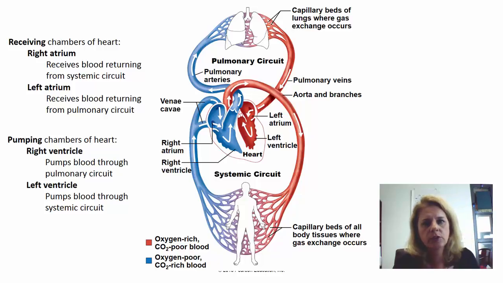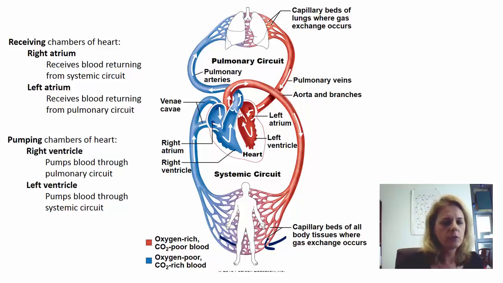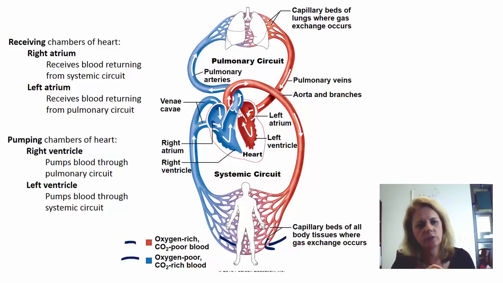So they do this through two separate circuits, the pulmonary circuit and the systemic circuit. The pulmonary circuit is the one that goes out to the lungs, where you exchange oxygen and CO2 in the lungs, so give off CO2, receive oxygen. The systemic circuit is where you take oxygen to the body and receive the CO2. Okay, so the colors: red means it's oxygenated and blue means it's deoxygenated, it's oxygen poor.